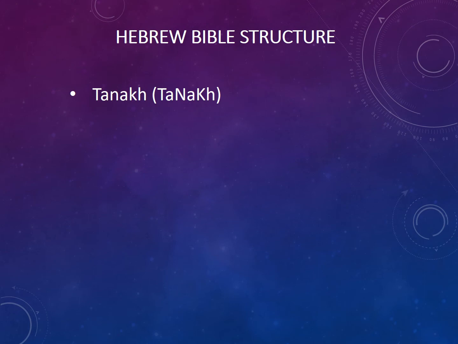The Hebrew Bible is often called the Tanakh. Tanakh is an acronym standing for 3 different parts of the Hebrew Bible, which we'll talk about in this structure. The Tanakh consists of the Torah, the Nevi'im, and the Ketuvim.